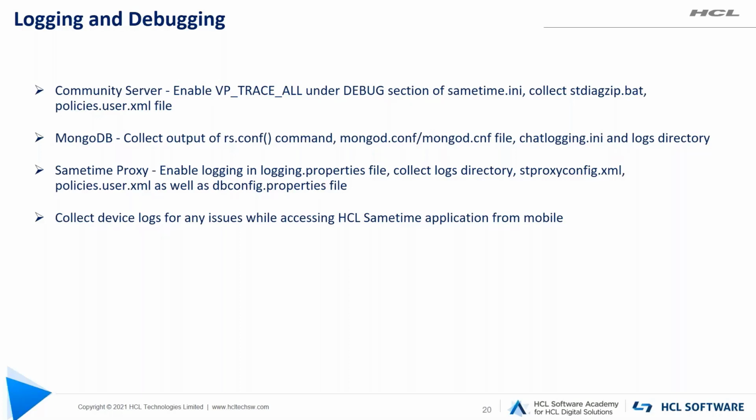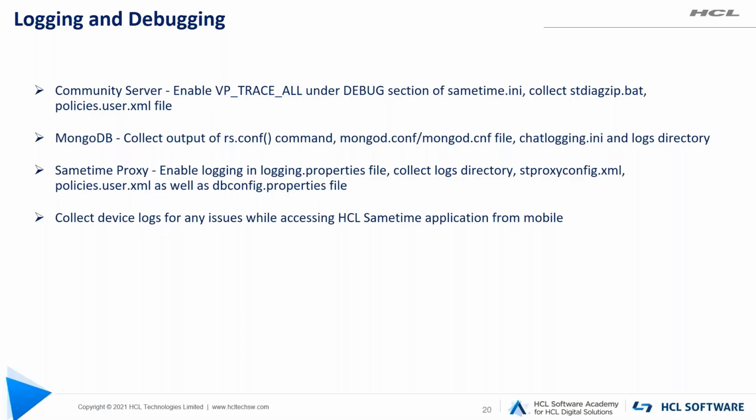So what logs are to be collected from each of the components? From the Sametime Community Server, you can enable VP trace all under the debug section of the sametime.ini file. Simply restart the server and reproduce the problem. Then collect Sametime diagnostics information using the stdiag utility, which is available in the Domino directory or Domino folder, and submit those logs to support. Stdiag will collect all the other information like stproxy, sametime.ini or chatlogging.ini, which we might need to review for some issues related to MongoDB.